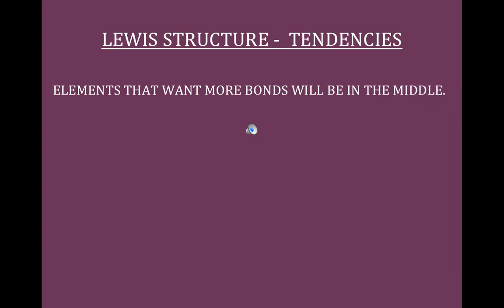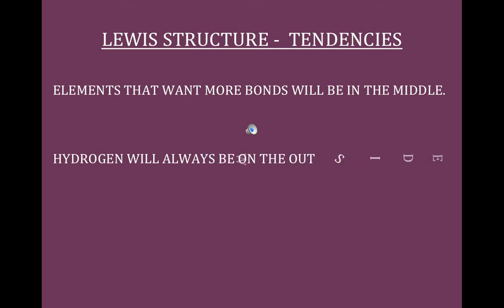So elements that want more bonds will be in the middle of the molecule or complex ion. So if you see carbon or silicon, it's going to be in the middle. If you see nitrogen, often it will be in the middle. So as we said, hydrogen's always on the outside, 1 bond. And when you're trying to set up the structure, another tendency is that they will end up being symmetrical.